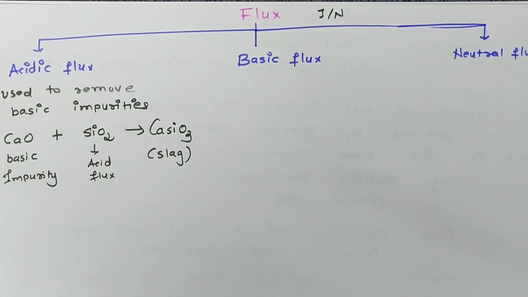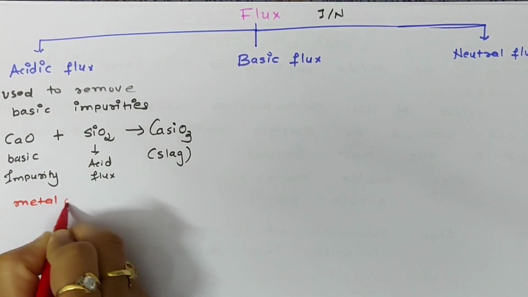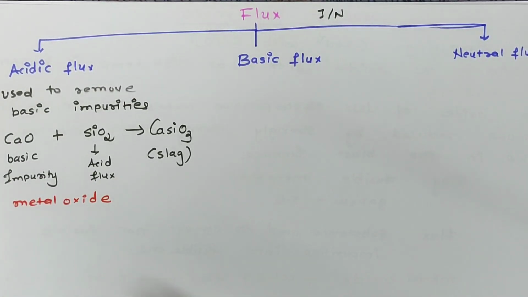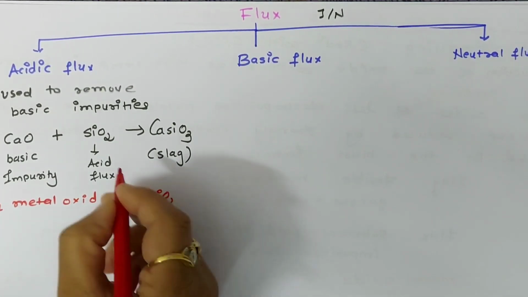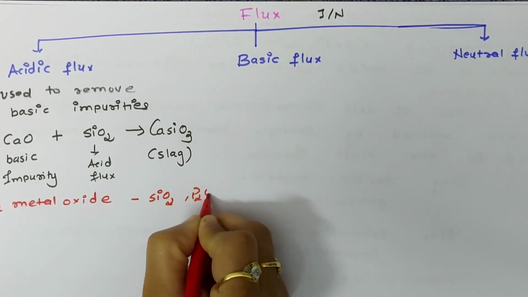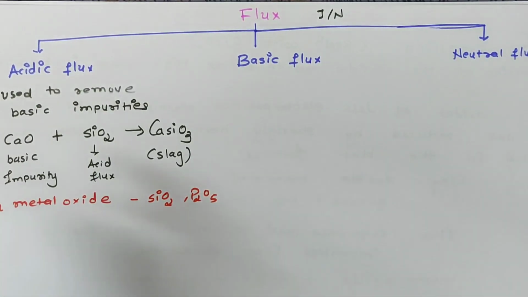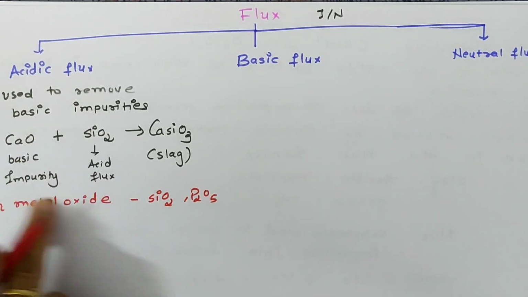So there are some non-metal oxides which can be used as acidic flux, such as SiO2 and P2O5. Listen, non-metals are acidic and non-metal oxides are also acidic. So with a basic impurity, if you add an acidic flux, there is formation of a slag.